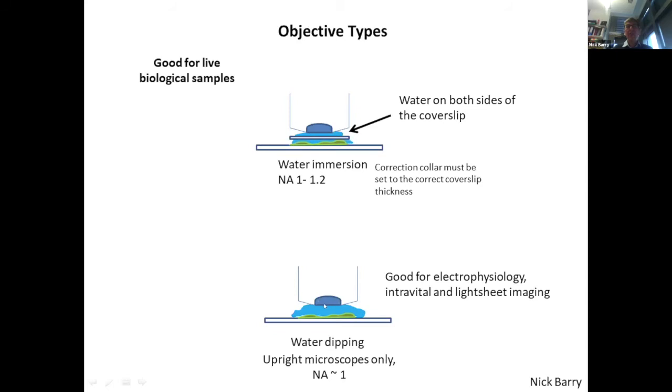And then the final class is the so-called dipping objectives, where you have a longer gap between the sample and the lens, with maybe 2 or even up to 3 millimeter column of water in this gap here. There's no cover slip, so these are good for electrophysiology and what have you, because you can stick an electrode down in that gap there. Normally the angle on the objective is much more conical rather than flat.